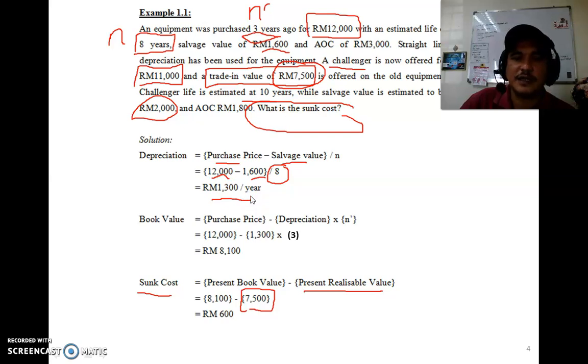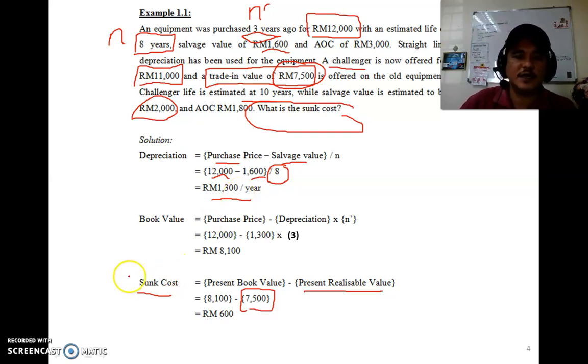So what does 1,300 per year for the depreciation mean? That means the value of our machine is reduced by 1,300 per year. We divide it equally over the 8 years, so the value of our machine per year is reduced by 1,300.